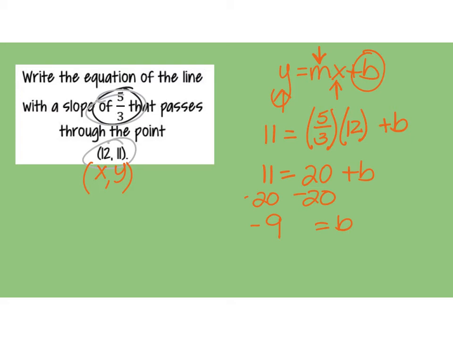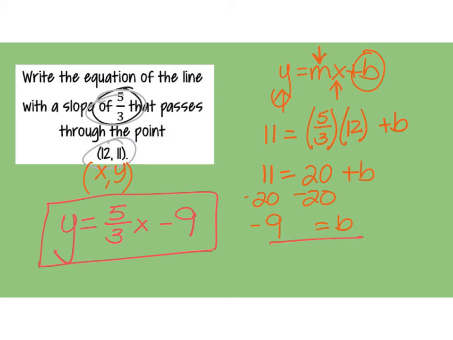So when I go to write my equation, it is y equals the slope, which was given to us, 5/3 x. Now our b is -9, so instead of plus a negative, we're going to do -9. In order to write these equations, we're doing a little bit of substitution to find that b, and then we can write our equation.